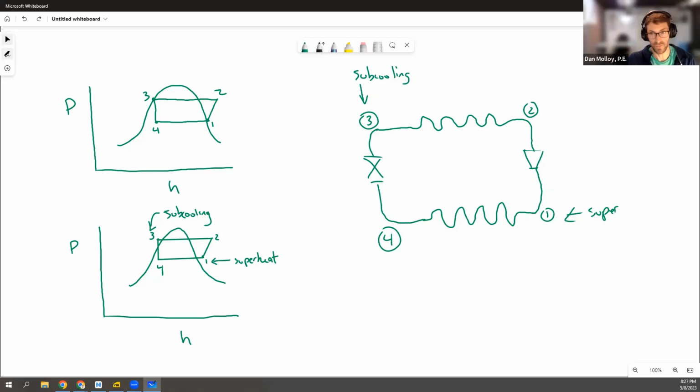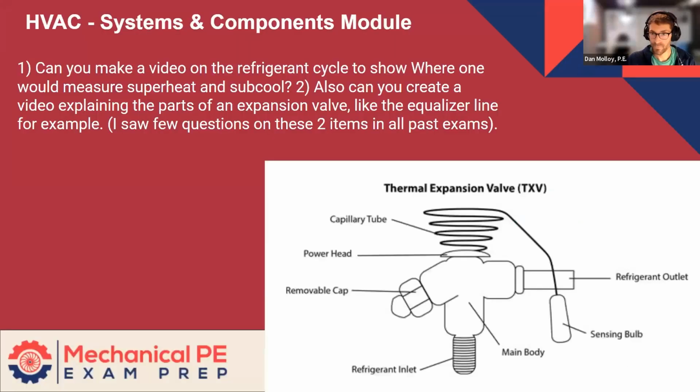Okay, so for the second part, explain the parts of an expansion valve. I'm not an expert on these, but I think I can answer the spirit of this question. So fundamentally, I just looked this picture up on Google Images and threw it up here. I thought it would work for us.